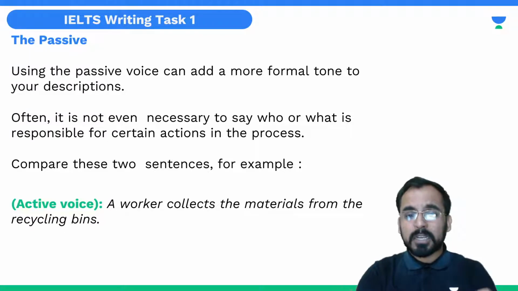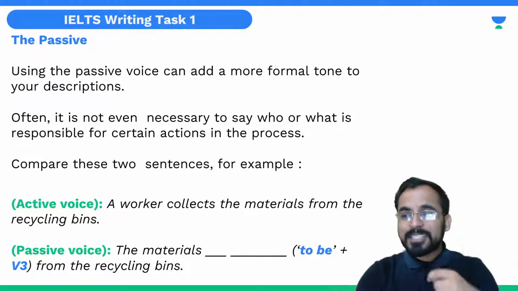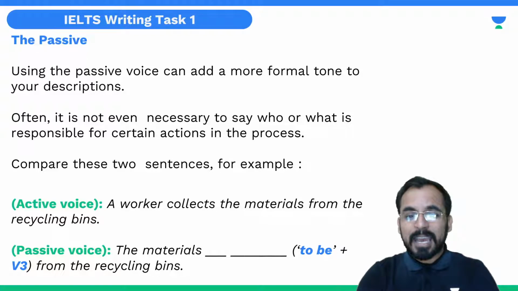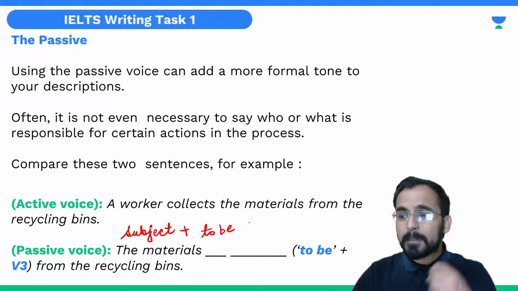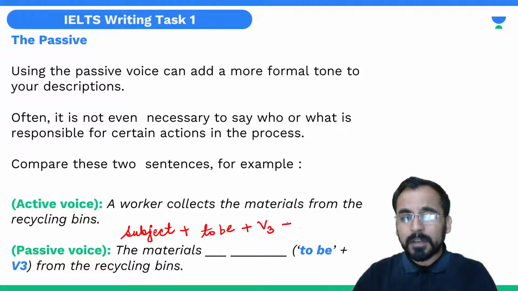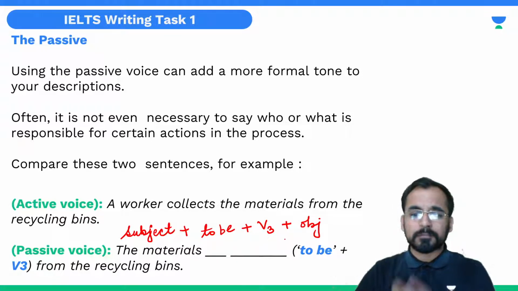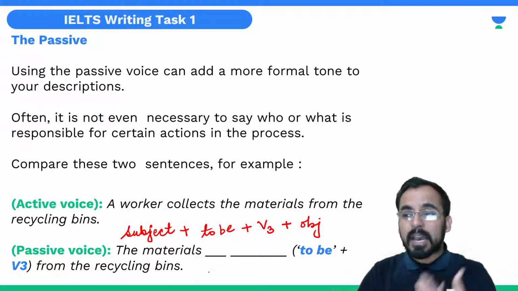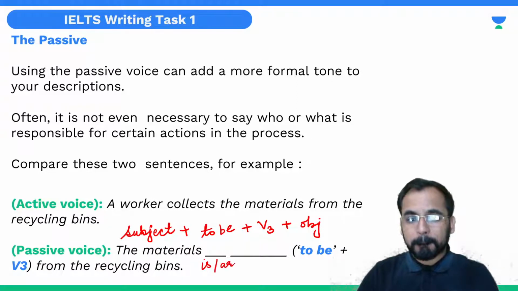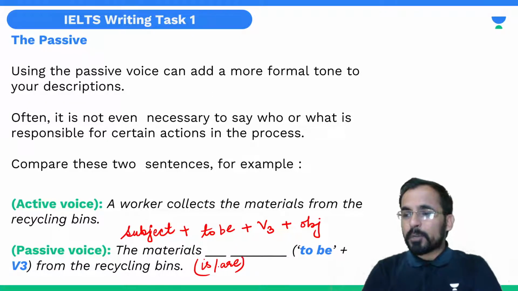First says, a worker collects the materials from the recycling bins. Okay. Now the passive voice would be, the materials dash dash from the recycling bins. Now how do you frame a sentence in passive? आपको क्या चाहिए होता है? Subject plus to be form of the verb, मतलब is, am, are, plus the third form of the verb. That's how you go about it. So what would you say here? The materials is or the materials are? What would you say?